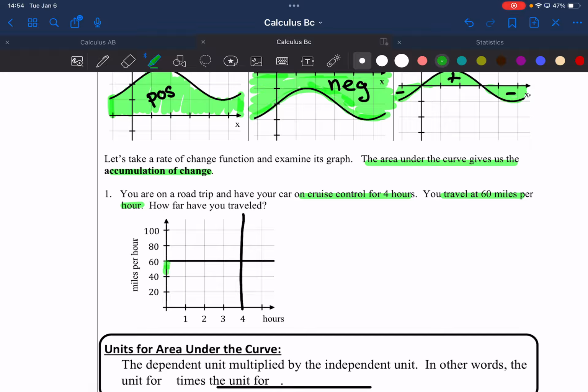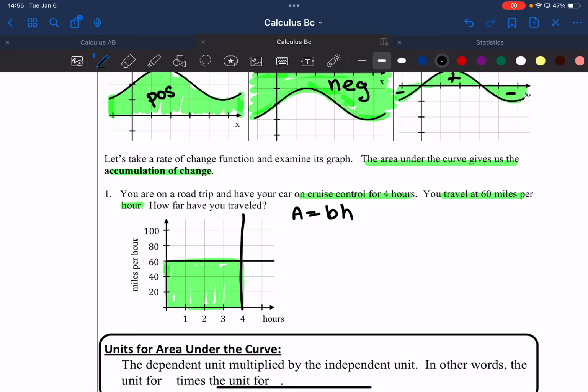I am still shading between the x-axis and my function. But in this case, I don't have a curve. I instead have what? A rectangle, right? A rectangle. And we are able to easily find the area of a rectangle by using what formula? Or we could say base times height. Correct? Does that mean the same thing? Length times width, base times height.